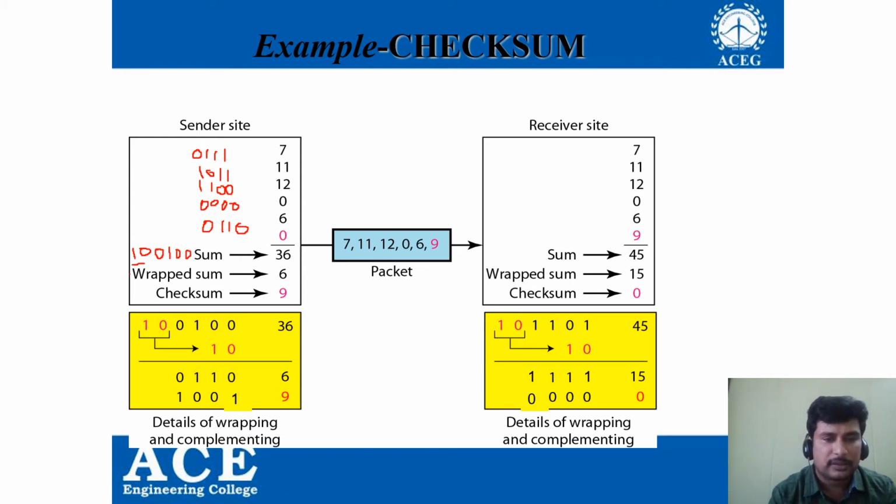So when you are moving those 1 0 to the bottom and trying to generate, the wrapped sum of this is 6. And what is expected is not just sending the wrapped sum, but we have to send the complement of the wrapped sum. So this 0 1 1 0 complement is nothing but replace zeros with ones and ones with zeros. We are going to get 1 0 0 1, which is equal to 9. So the checksum that is going to be transmitted along with the 5 numbers 7, 11, 12, 0, 6 is 9.